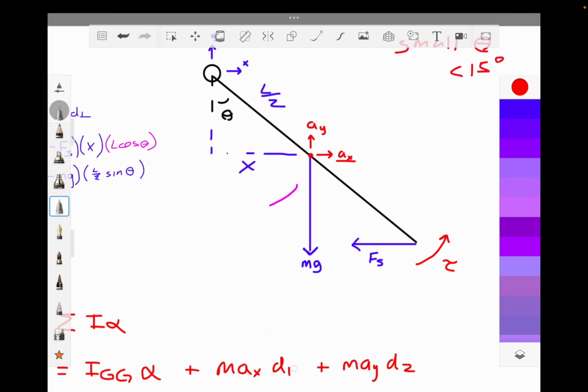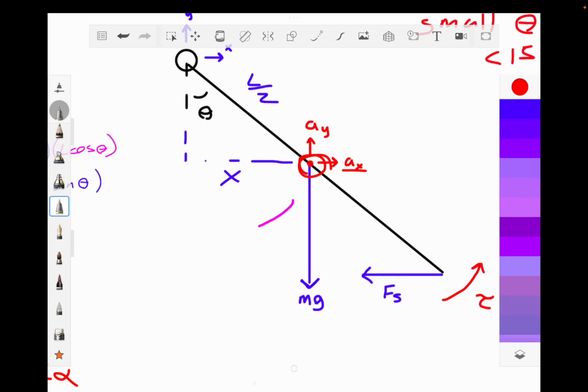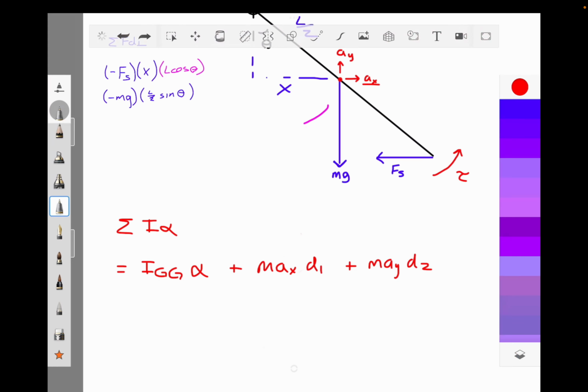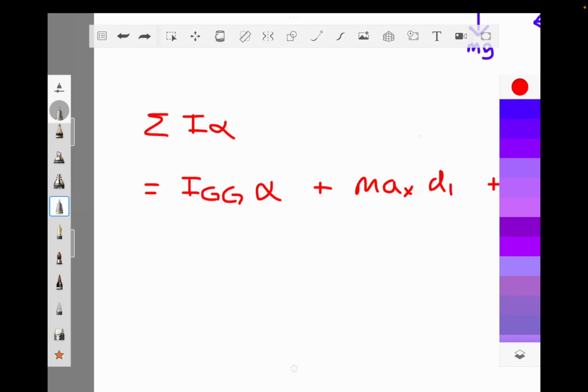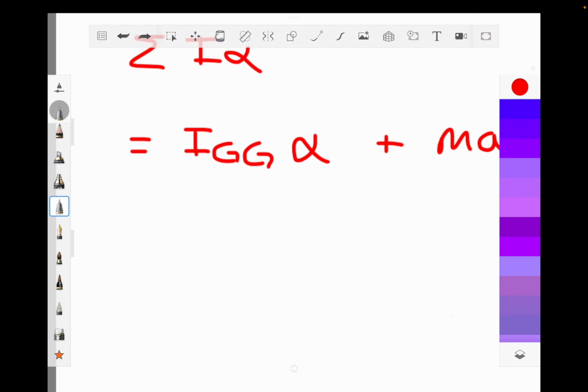So now this is taking the inertia about this point. It's going to be about this point, but it's taking into account everything here. So this is the inertia about the center of gravity. This is the acceleration of that point in the x direction. This is the acceleration in the y direction. And you're about to see why I didn't have to do it this way. So the inertia about the center point is going to be 1/12 ml squared times alpha.